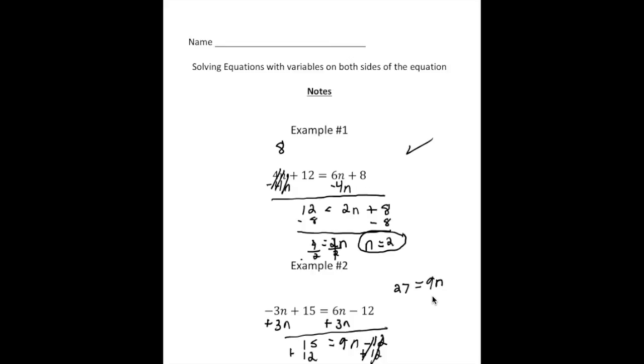And what's the next step? That's right. You're going to divide both sides by 9, right? And 27 divided by 9 is 3. So again, we're not quite done. Let's plug it back in and see if it works. Negative 3 times 3 is negative 9. Negative 9 plus 15 is 6, right? So we want this side to equal 6 also. 6 times 3 is 18. And 18 take away 12 is 6. It's right.